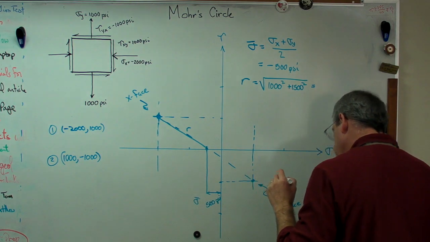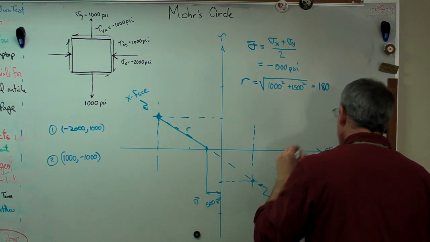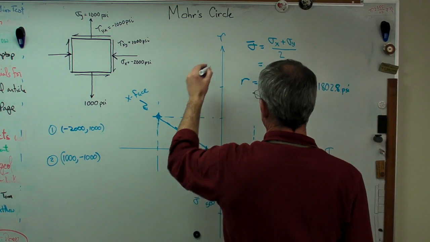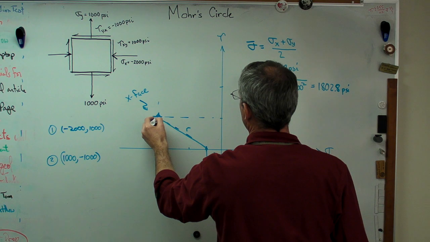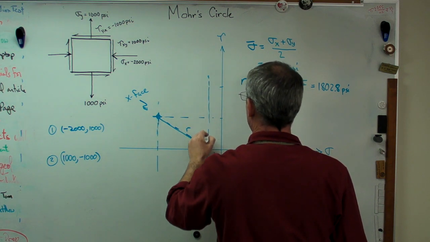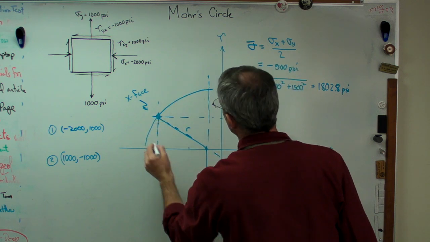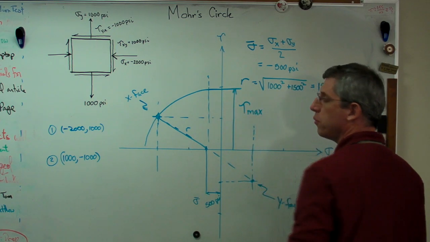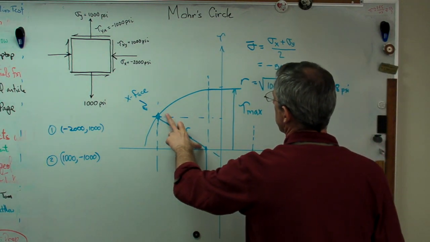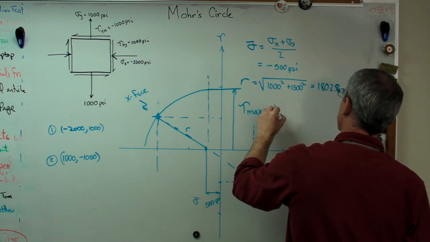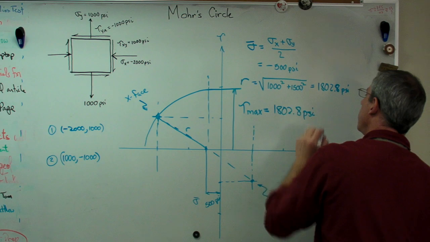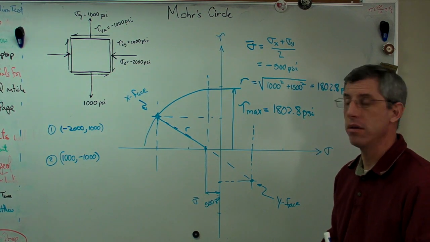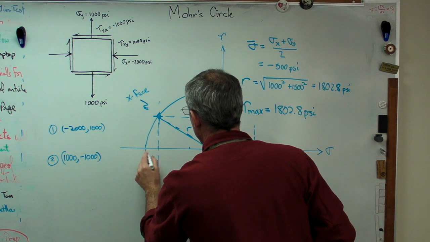And if you work the numbers out, that comes out to 1802.8 psi. That's the radius. Now we can start drawing the circle here. I'm going to just eyeball this thing. There you go. That distance right there is tau max. Tau max is the radius of the circle. All I've done is taken this and just rotated it up that way. That equals 1802.8 psi. So the maximum shear stress at this point, in whatever part this might be, is going to be 1802.8 psi. Now, what's the minimum stress here?